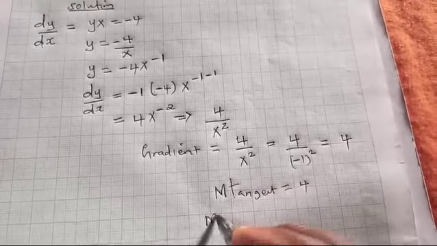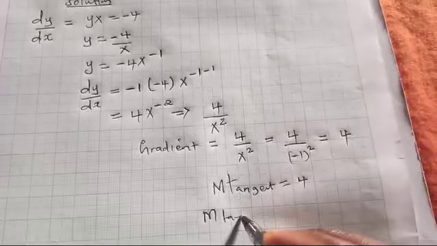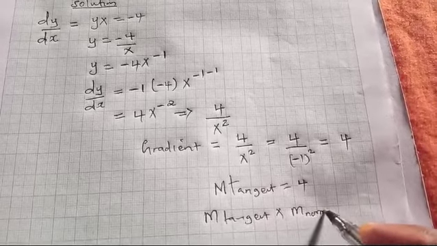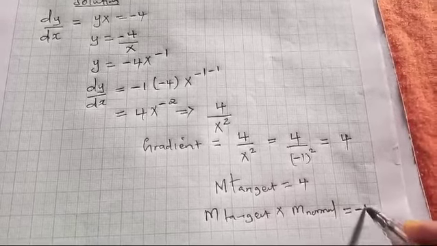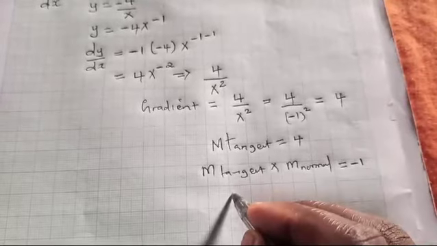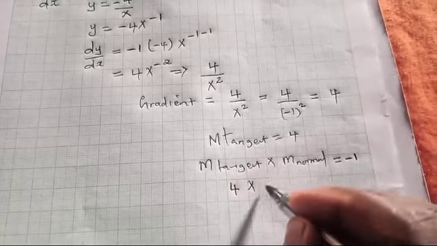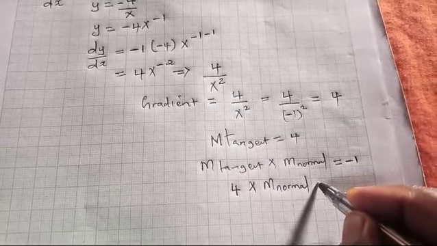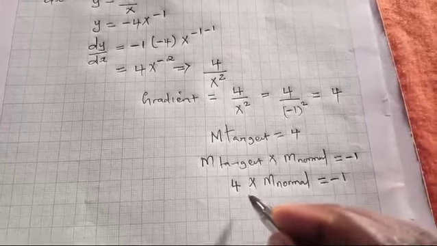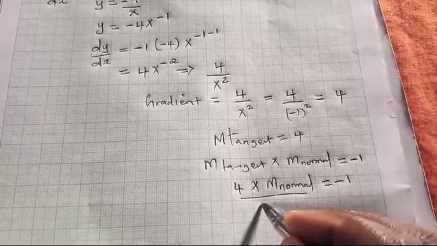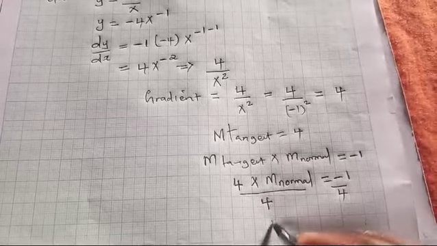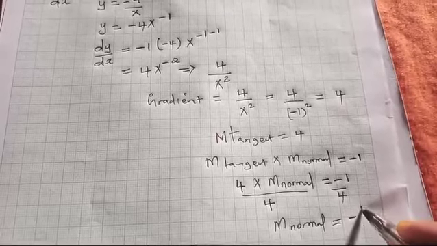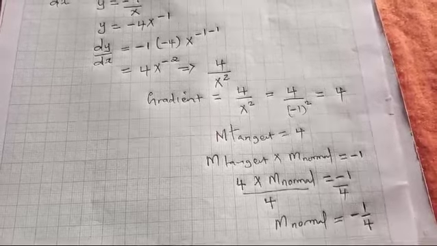Now we know that m tangent times m normal will give us -1. So let us find the m normal. We have 4 times m normal is equal to -1. We can easily find the gradient for the normal by dividing through by 4. So m normal is equal to negative a quarter.